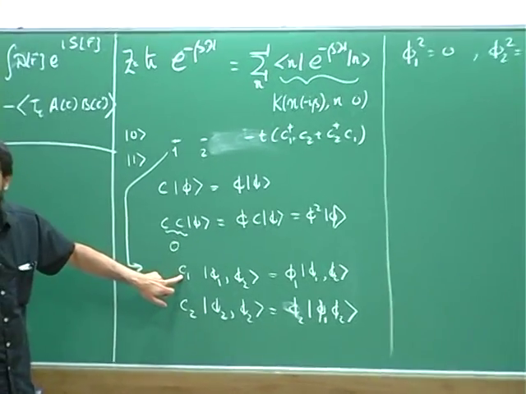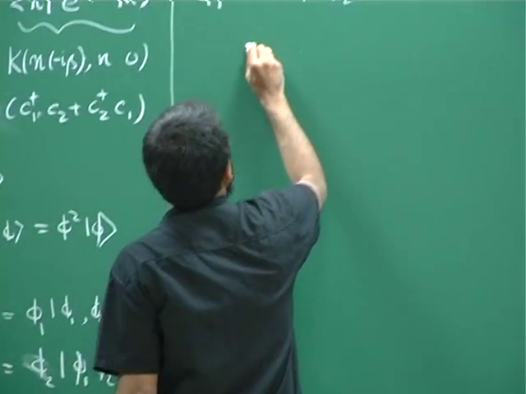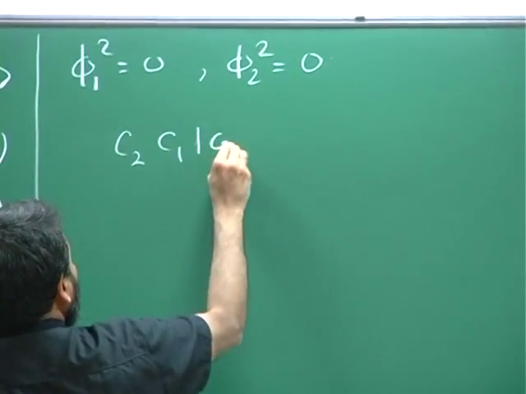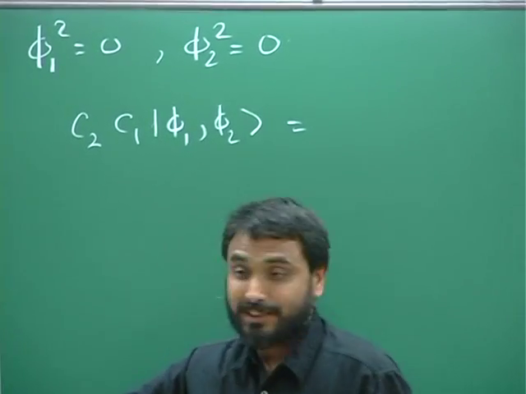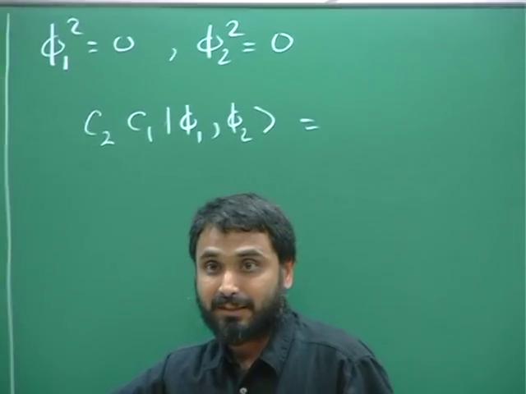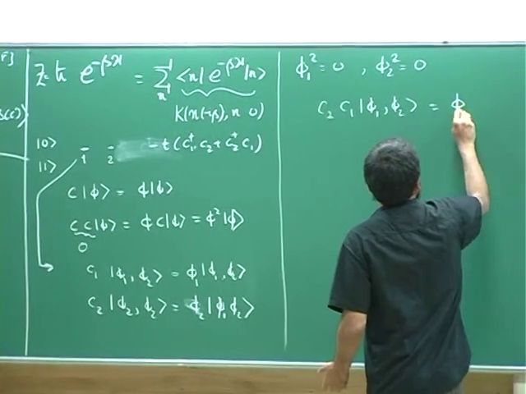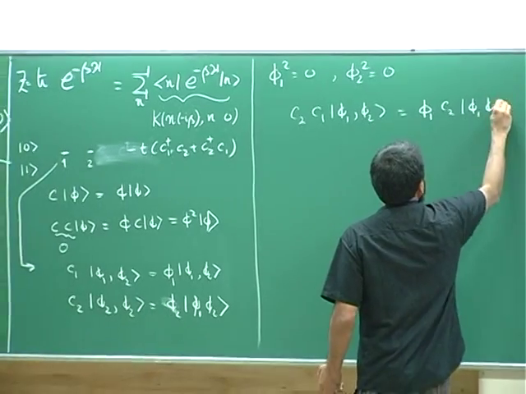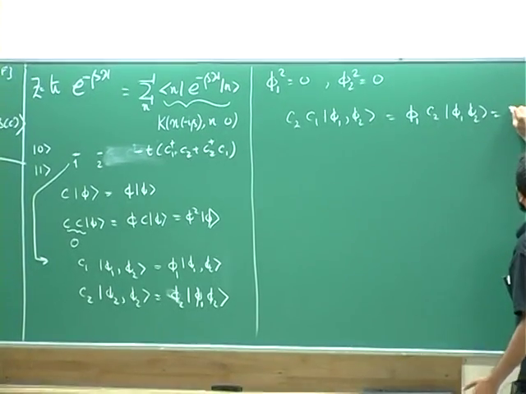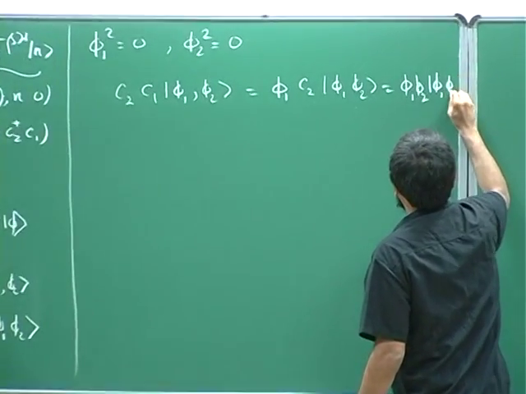Now let's do something else. I'm going to hit this with C2 and see what happens. So I'm going to hit the first line with C2. So this is C2, C1, phi 1, phi 2. And we have posited that this object is a C number. So C2 will slide through that, right? So what will I get? I'll get phi 1, C2, phi 1, phi 2. And by definition of this quantity, this is phi 1, phi 2, phi 1, phi 2, like this.